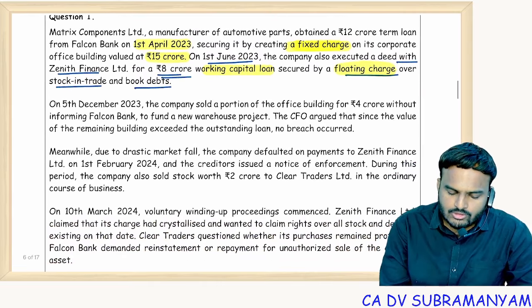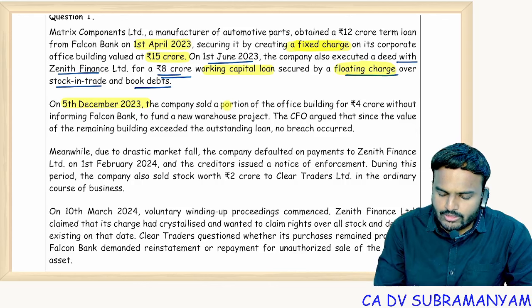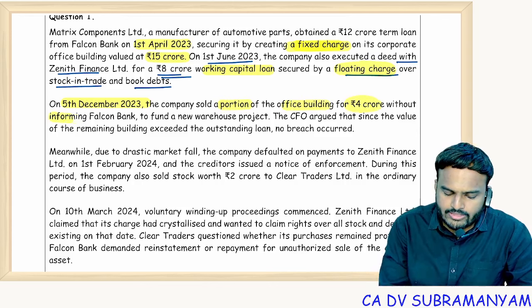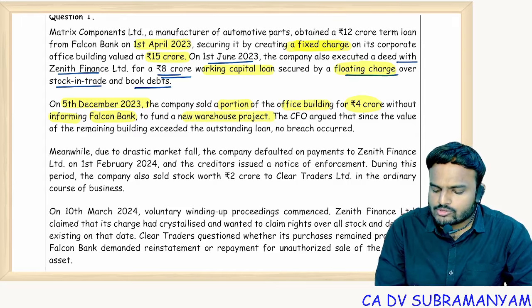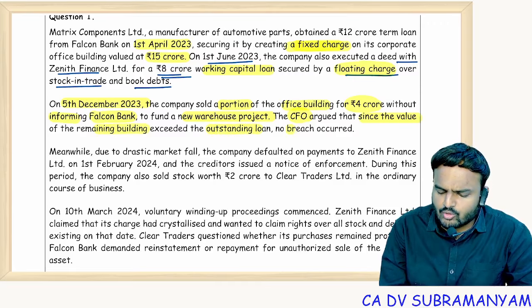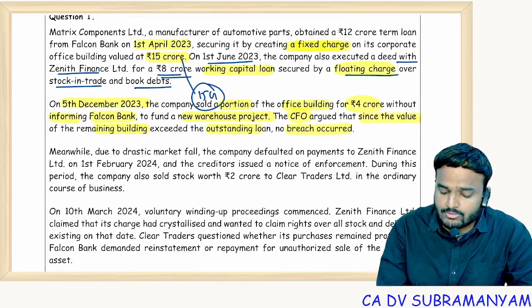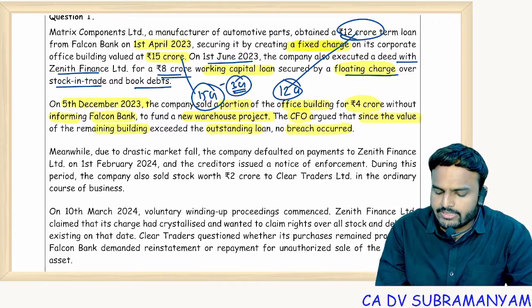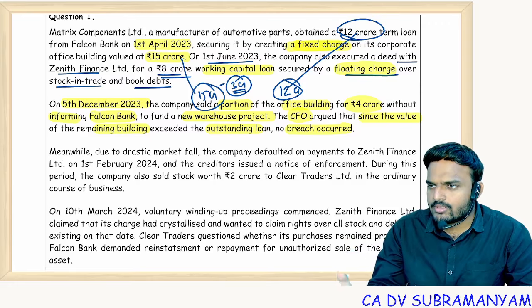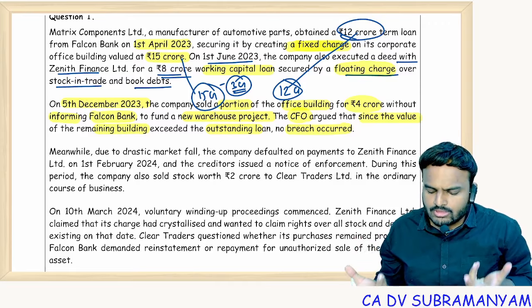On 5th December 2023, that means after 8 months 5 days, the company sold a portion of the office building for 4 crores without informing Falcon Bank, to fund a new warehouse project. The CFO argued that since the value of the remaining building exceeded the outstanding loan, no breach occurred. What is the value of the building? 15 crores. And how much is the loan account? 12 crores. So they sold some 3 crores worth of building. The intention is that 15 minus 3 is 12. Outstanding loan 12, remaining value of the building also 12. There is no problem to the banker.